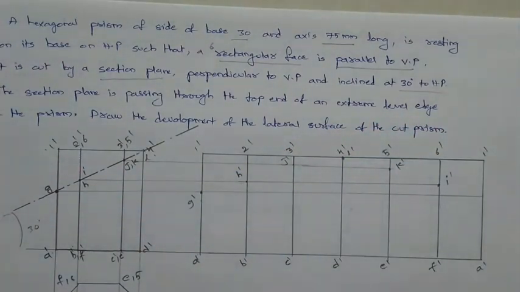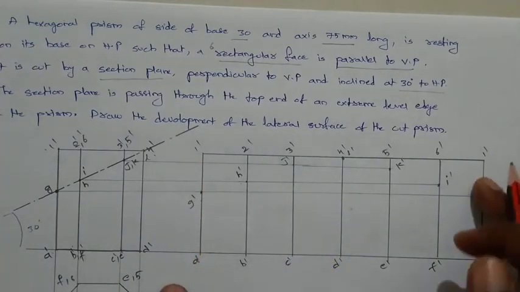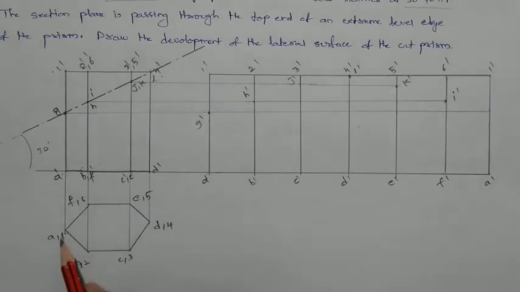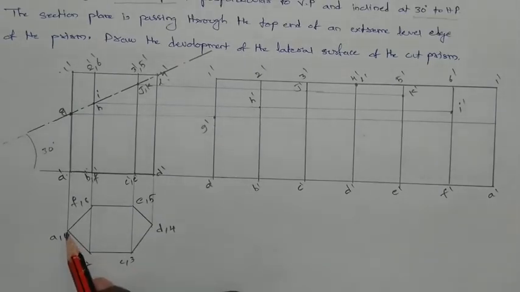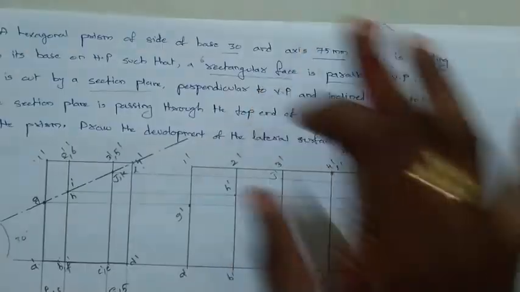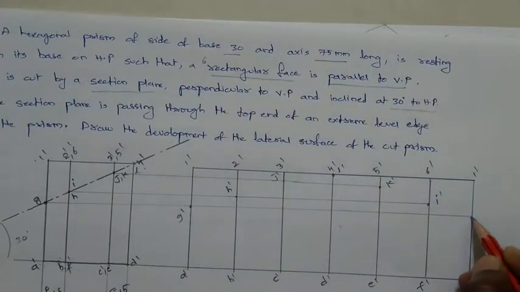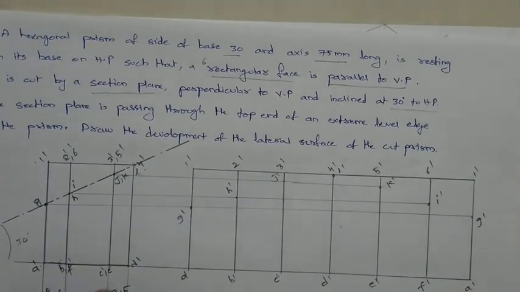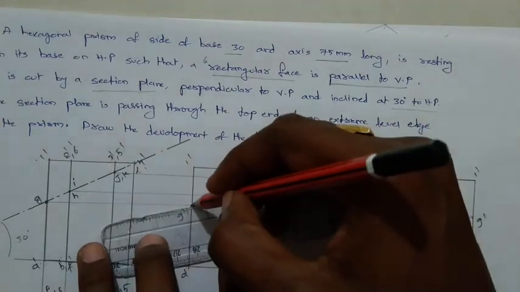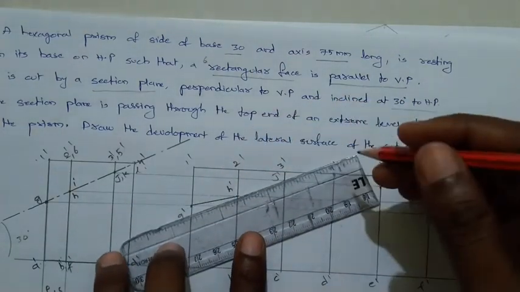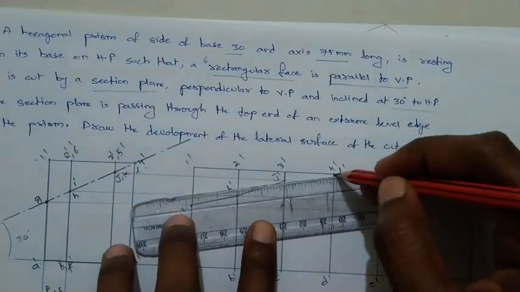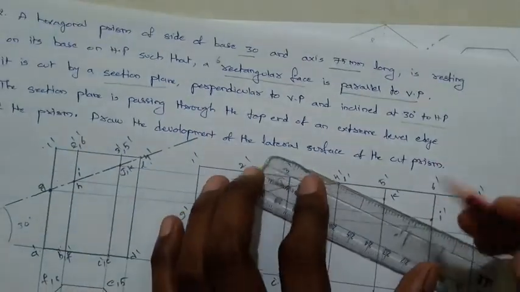You may wonder why we are getting A1 at the beginning and A1 at the end. See here, if you start opening the surface from here, this will be opening like this, and this A1 is split into two parts. This is A1 and this is A1. That is what we are going to get, two positions. And this is G dash. Now join this surface with the help of a scale.